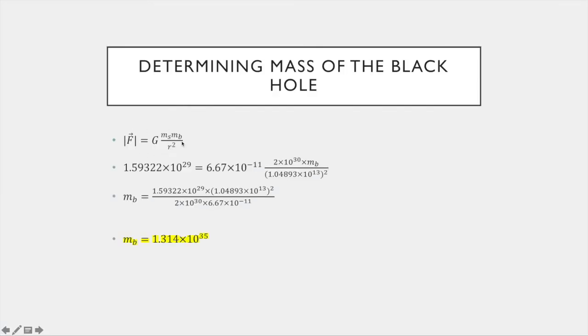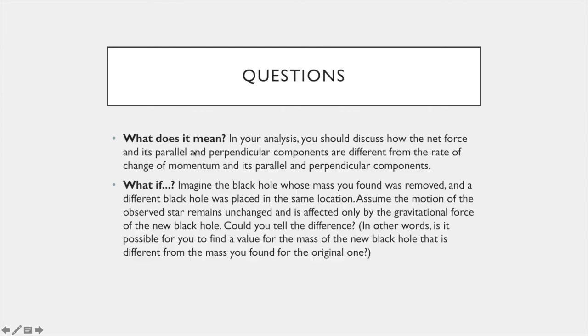We can plug these values into Newton's law of universal gravitation in order to solve for the mass of the black hole. We found that the mass of our black hole is equal to 1.314 times 10 to the 35, which is an enormous mass. As we mentioned before, the net force and its parallel and perpendicular components are exactly the same, by definition, as the rate of change of momentum and its parallel and perpendicular components.